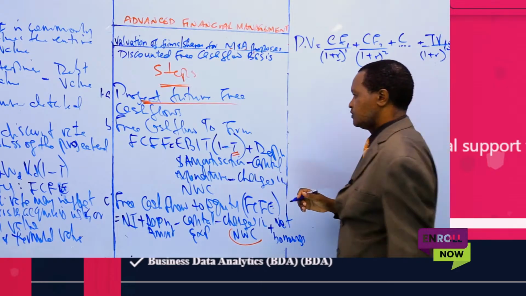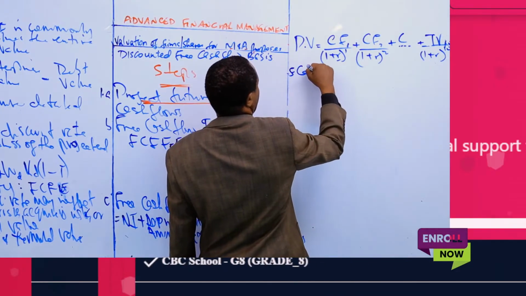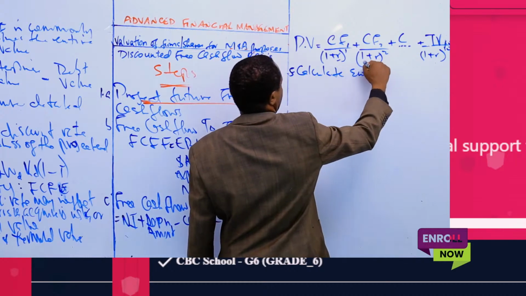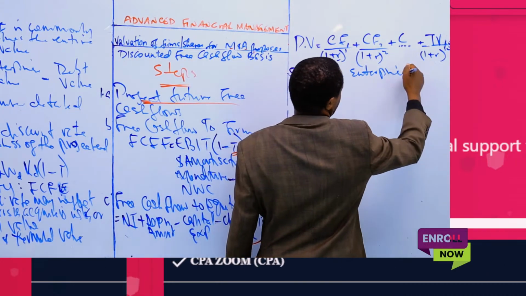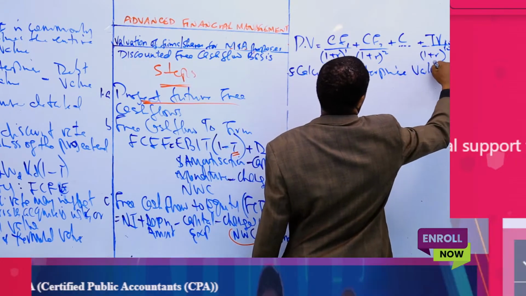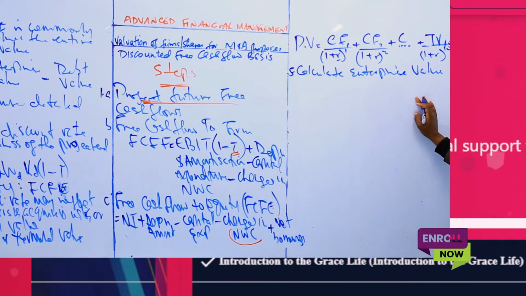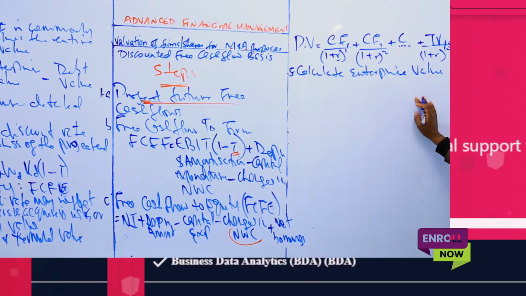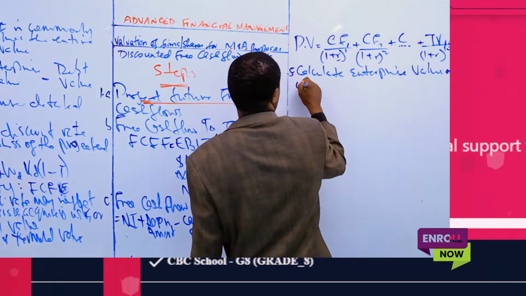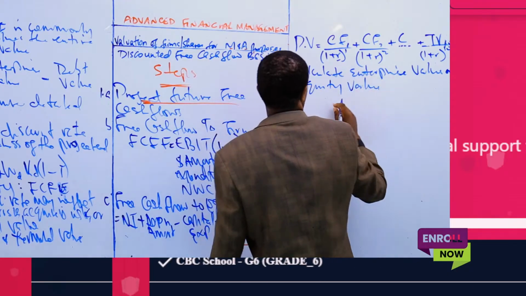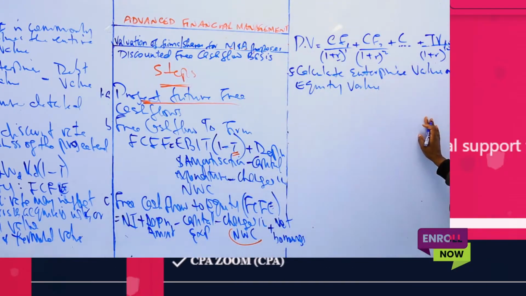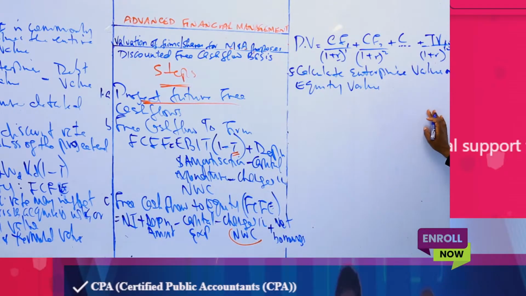Step number 5, calculate the enterprise or target's value. Calculate the enterprise value or equity value. You calculate the enterprise value or the equity value.